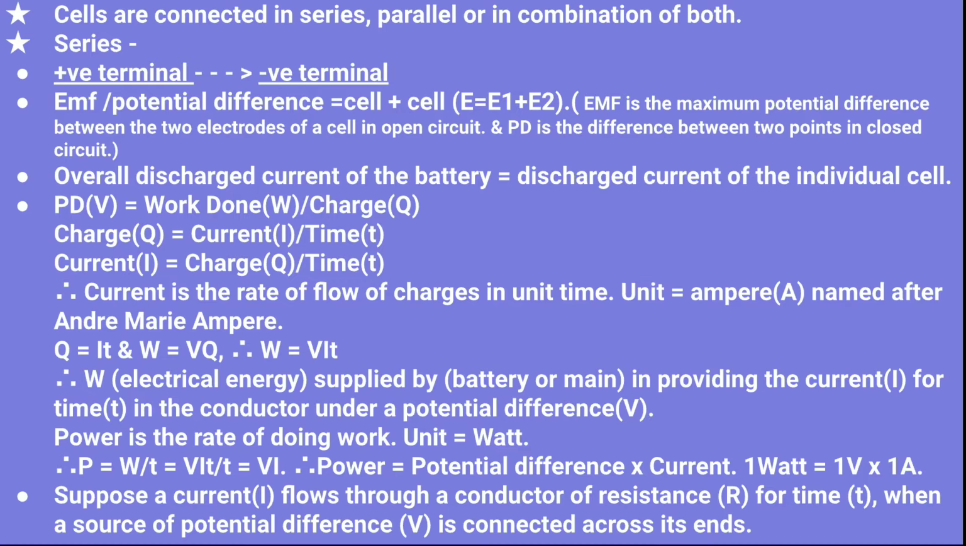Therefore, Q is equal to I T, and W is equal to V Q. Charge is equal to the product of current and time, and W is equal to V Q, that is potential difference into charge. Therefore, W is equal to V I T.